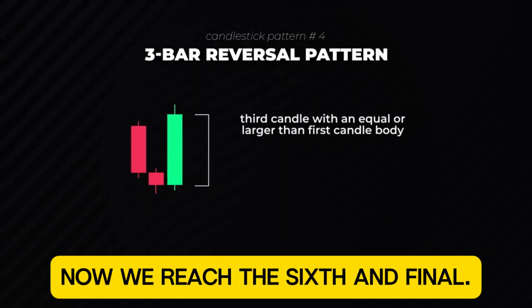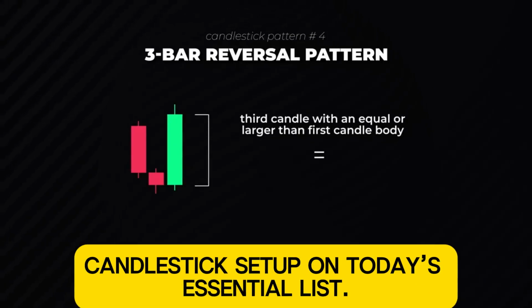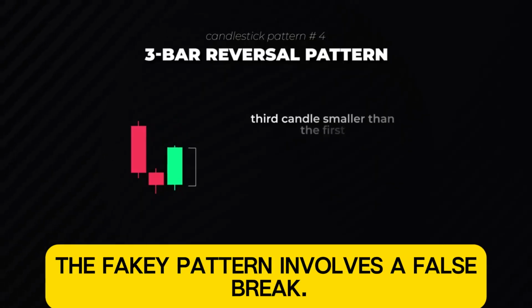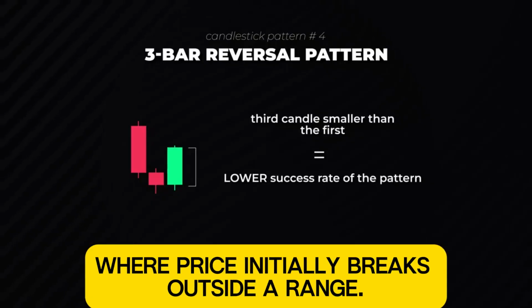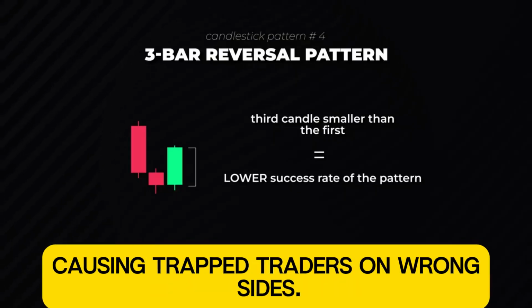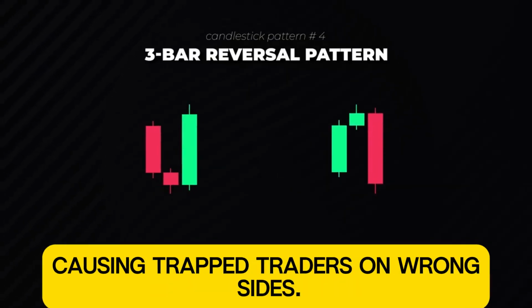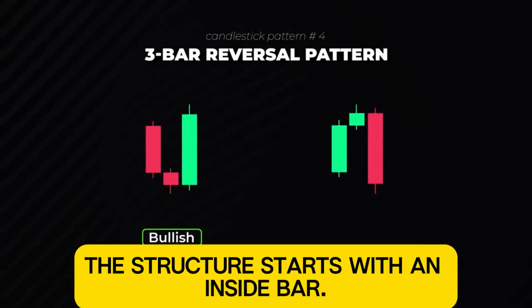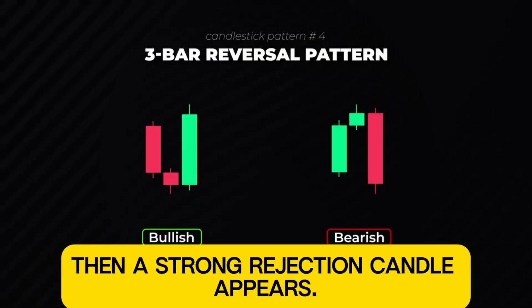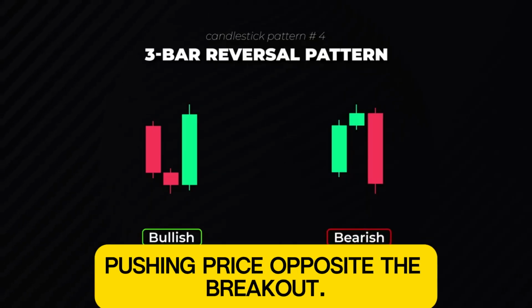Now we reach the 6th and final candlestick setup on today's essential list. It's called the fakey pattern setup. The fakey pattern involves a false break, where price initially breaks outside a range, but quickly reverses and moves in the opposite direction, causing trapped traders on wrong sides, which leads to explosive movements. The structure starts with an inside bar, followed by a false breakout attempt. Then a strong rejection candle appears, pushing price opposite the breakout.